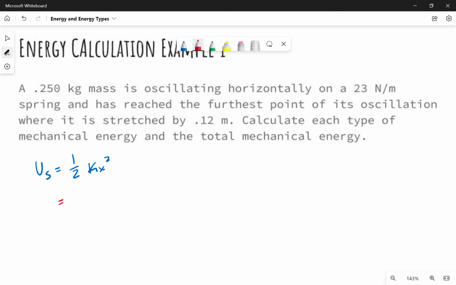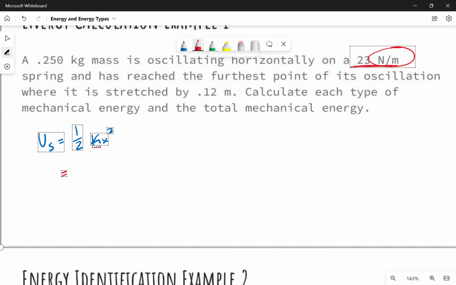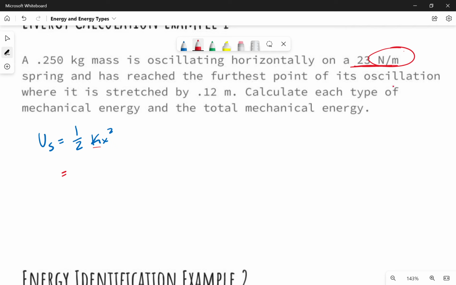Okay, back again. We see over here that we've got this 23 newtons per meter. So the newtons per meter there is a really critical thing because that's going to clue you into that is your K value. So I'm going to go ahead and put 23 in after I put the 1/2, obviously. So 1/2 times 23. And then the amount that I'm stretched is 0.12 meters, and that's going to be my x.